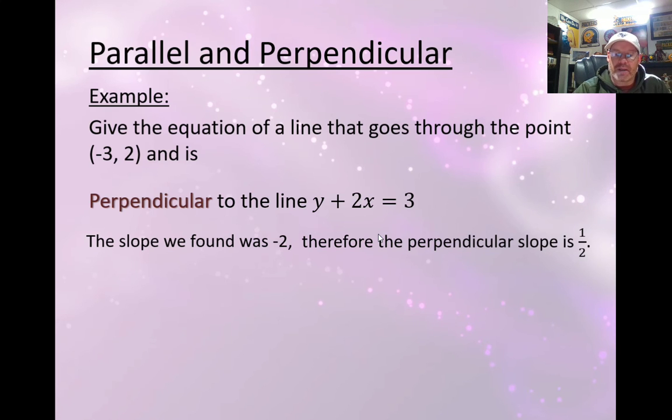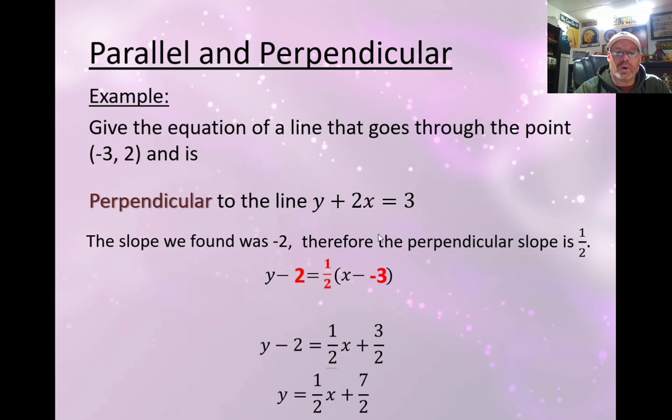So again, we have everything that we need. We're just going to plug things in. The 2 and the -3, just like we did before. But now our slope is 1/2. Distribute. Bring the 2 over. And there's my answer in slope-intercept form.